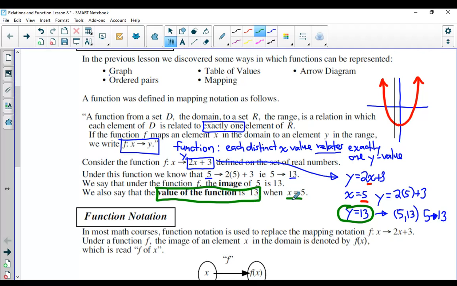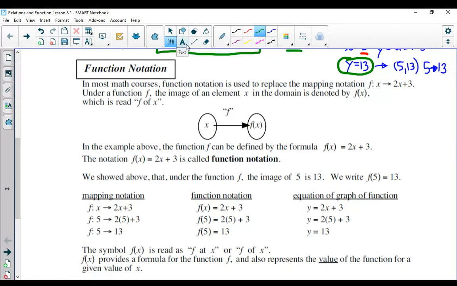We can also refer to it as the image. So the image of 5 under this function is 13. Image is just another word for what the value of the function is. So the value of the function when x equals 5 is 13. The image of the function when x equals 5 would be equal to 13. Just two different ways of saying the same thing.